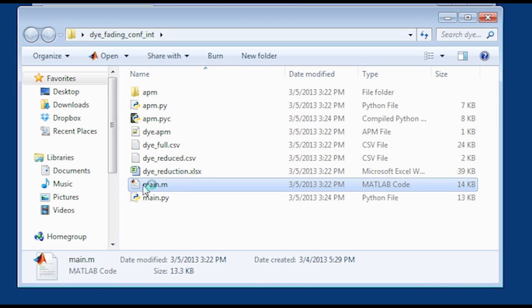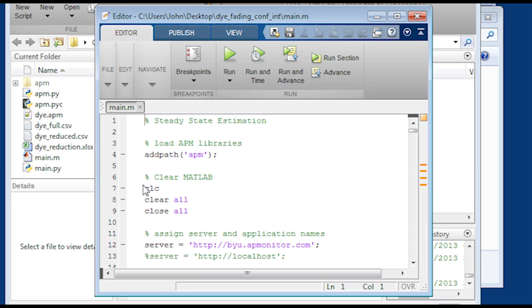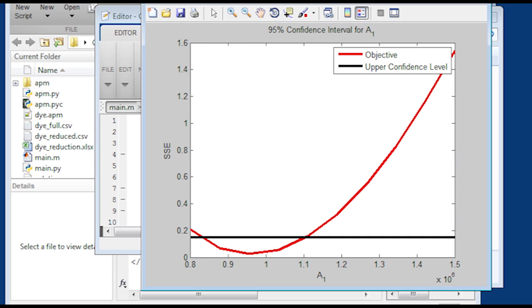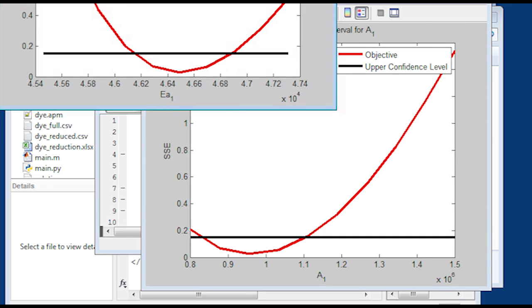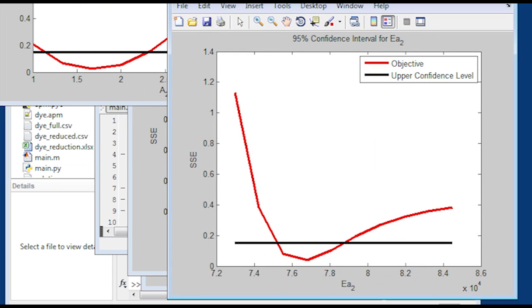Okay, now I'm going to close this out and open it up in MATLAB just to show you that this can also be computed with MATLAB. Go ahead and run it, and you'll bring up the same confidence intervals. So we reviewed 1D confidence intervals, nonlinear, F-test. Let's talk about how to obtain these confidence intervals for parameters that may be correlated.